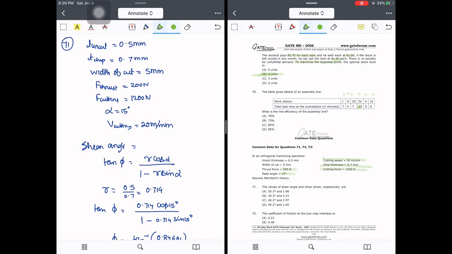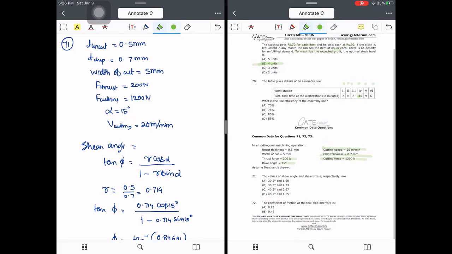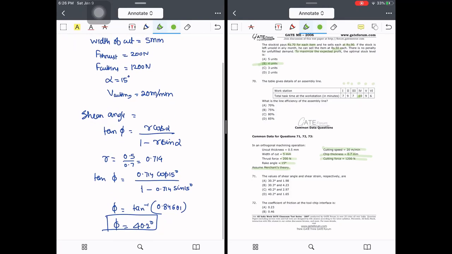Now question number 71. In an orthogonal machining operation, uncut thickness is 0.5, width of the cut is 5 mm, thrust force is 200, rake angle is 15, cutting speed is 20 meter per minute, chip thickness 0.7, cutting force is 1200 Newton. Now assume Merchant's theory, the values of shear angle and shear strain respectively are. Okay, the shear angle, we know that tan phi is r cos alpha, where alpha is the rake angle, divided by 1 minus r sin alpha.